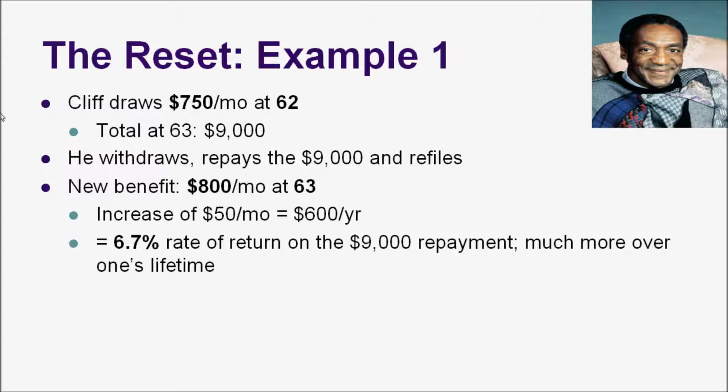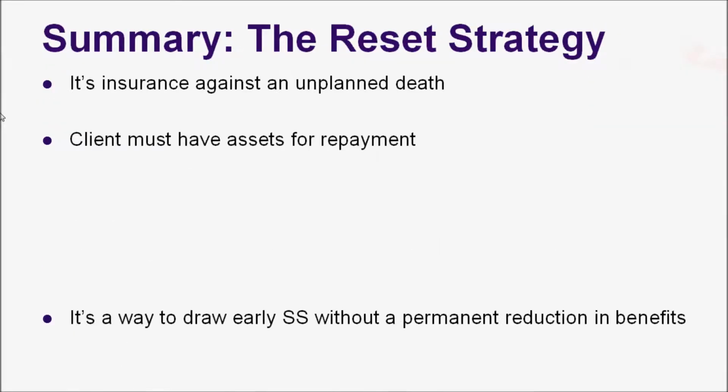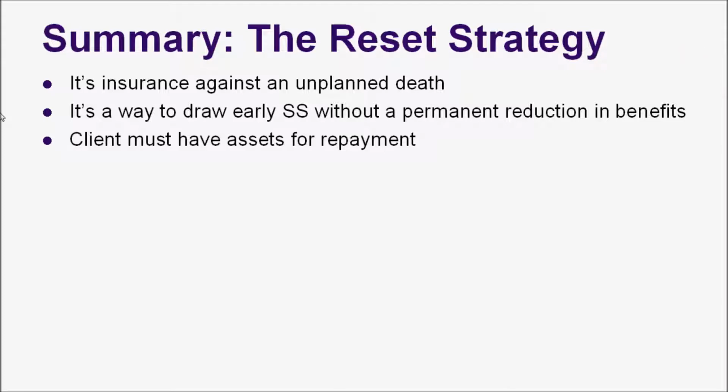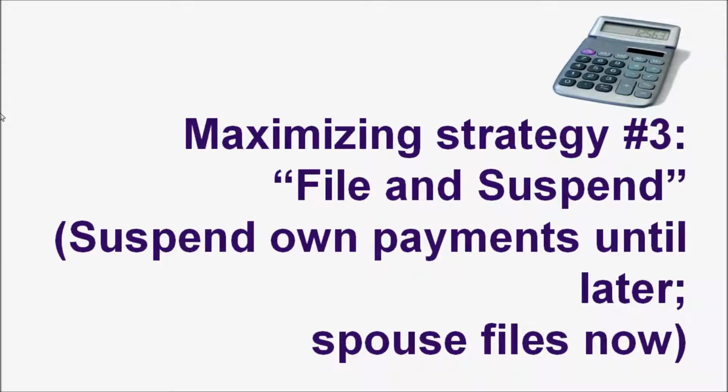But remember, this is not so much a rate of return concept. It's a just in case you happen to die early while you were thinking about claiming later, and then in that case you get nothing. Okay, so again, this is a real good insurance against an unplanned death. It's a way to draw early Social Security without a permanent reduction in your benefit, and of course you got to have enough money to repay everything. Remember, you have to repay all the benefits, including any that your dependents got.